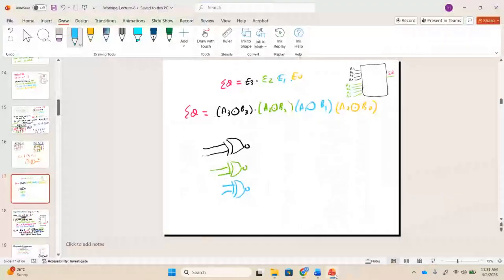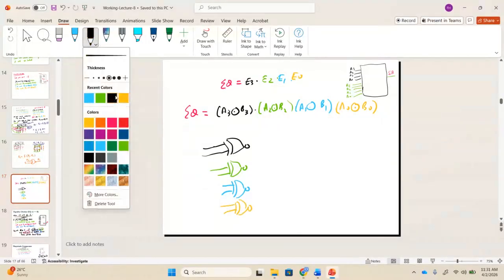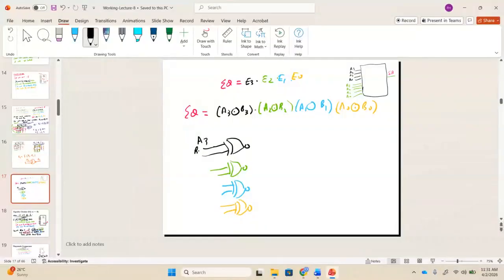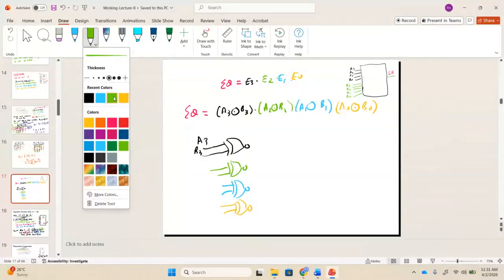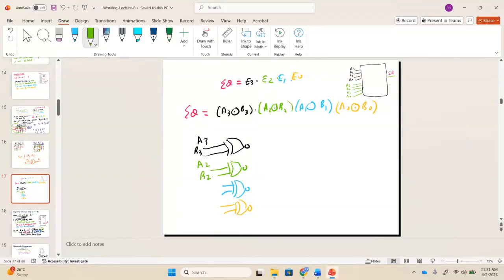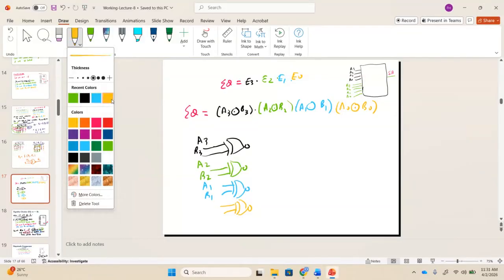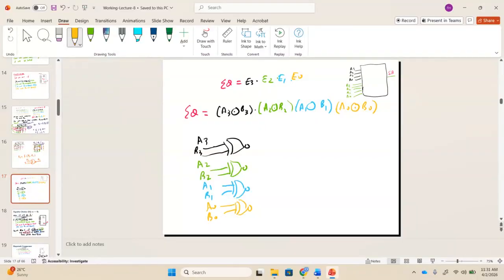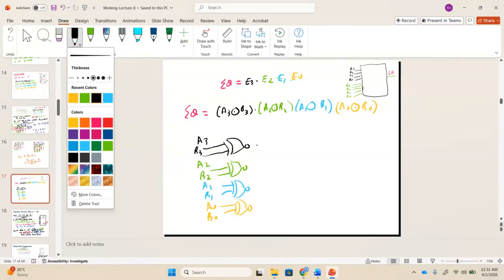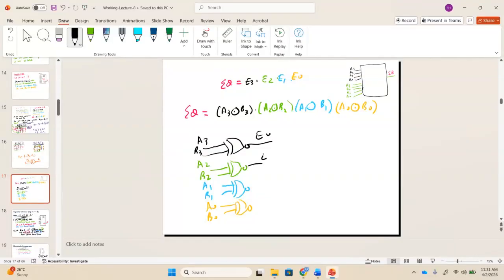And then we have the fourth exclusive NOR gate. What is the first input to the first gate? It is A3 and B3, the input to the second gate is A2 and B2, the third is A1 and B1, and the fourth is A0 and B0. What does this give me? This gives me E0, this gives E1, this gives E2, this gives E3.